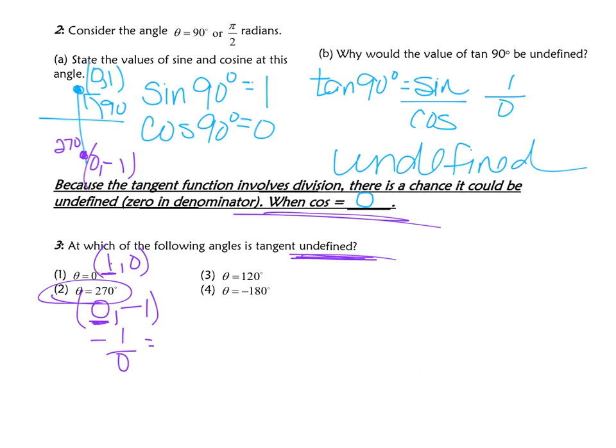However, the cosine of 120 degrees is 1/2. And the cosine of -180, well, -180 is the same as +180. You just go backwards, but it stops at the same spot. So it's -1, 0. Well, the cosine there is -1. So that's more reason why it's choice number 2.